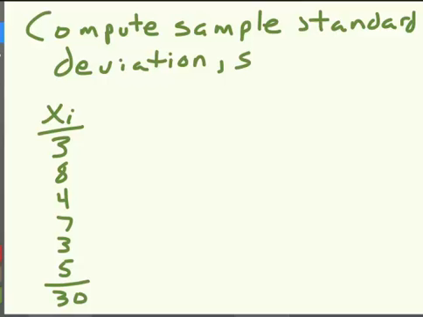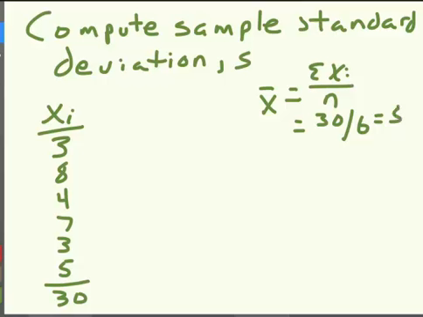Okay, let's compute the sample standard deviation. We'll start by computing the sample mean. X bar is equal to the sum of the individual x's divided by the sample size, or 30 divided by 6 is equal to 5 in this case.